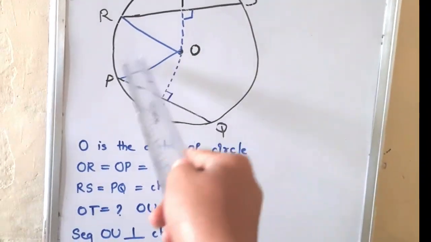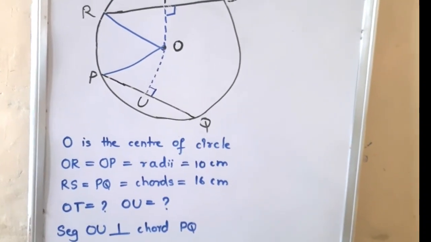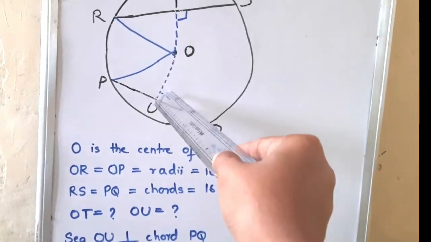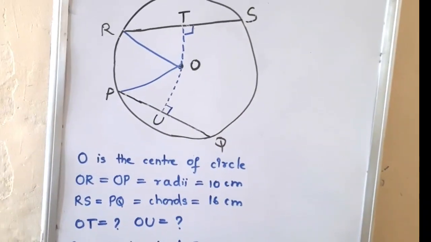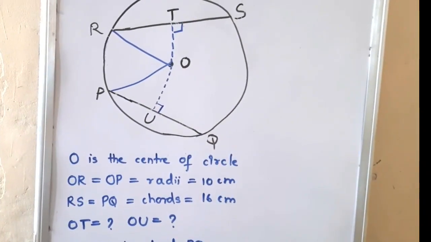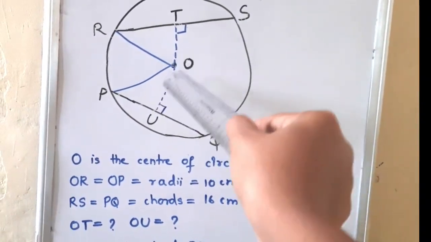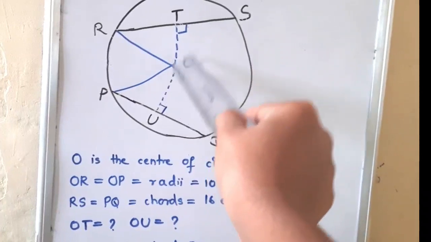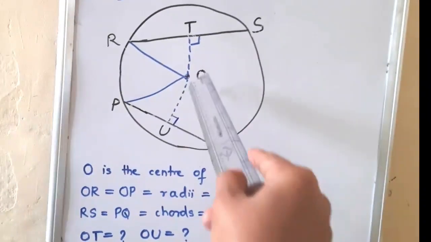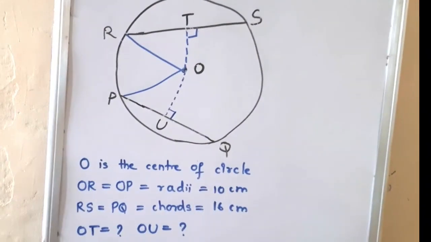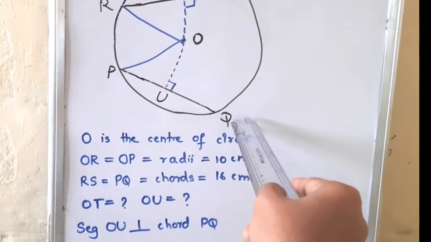Now out of these two, let's take any one part, because if we find OU, then OT is same as that of OU, because according to the theorem, if two chords are congruent to each other, then distance from the center of the circle to those two chords are also equal. Therefore, OU is equal to OT. First we will find OU.